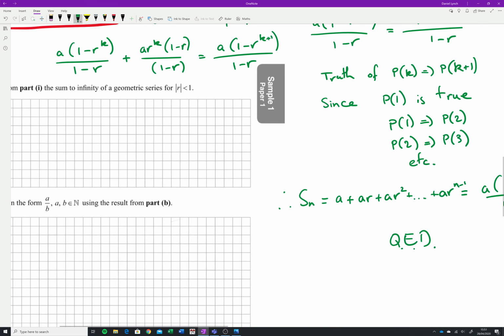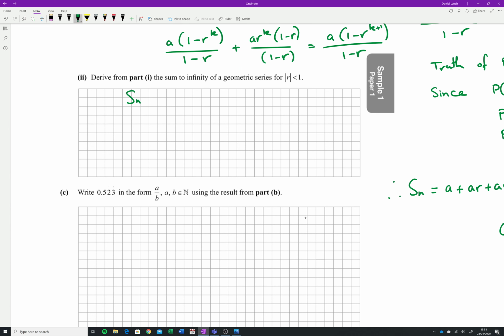So derive from part 1, so derive from what we just got, and we just got that Sn is equal to a times 1 minus r to the n over 1 minus r. We're trying to get the limit of this as n goes to infinity. We want to get what Sn is, basically. Okay, so we're trying to find what's S infinity. So we're just doing the limit of a times 1 minus r to the n over 1 minus r, the limit there as n heads to infinity. Well, we just said if we have a number which is between 1 and minus 1, and we put it to the power of infinity, it is going to head towards 0.